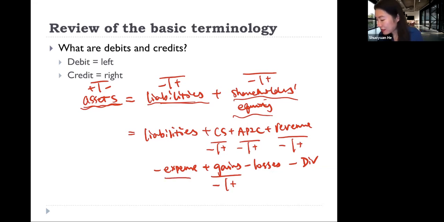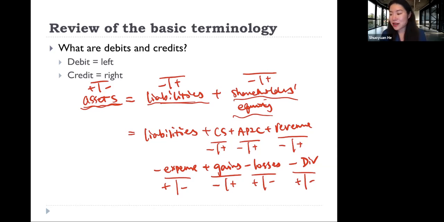However, for expense, losses, and dividend, because it is a minus to shareholders' equity, it decreases shareholders' equity. So we should do the opposite. So an increase in expense is recorded on the left, and the decrease is recorded on the right. The loss and dividend, that's the same. Increase on the left, decrease on the right. Dividend, the same thing. Increase on the left, decrease on the right.